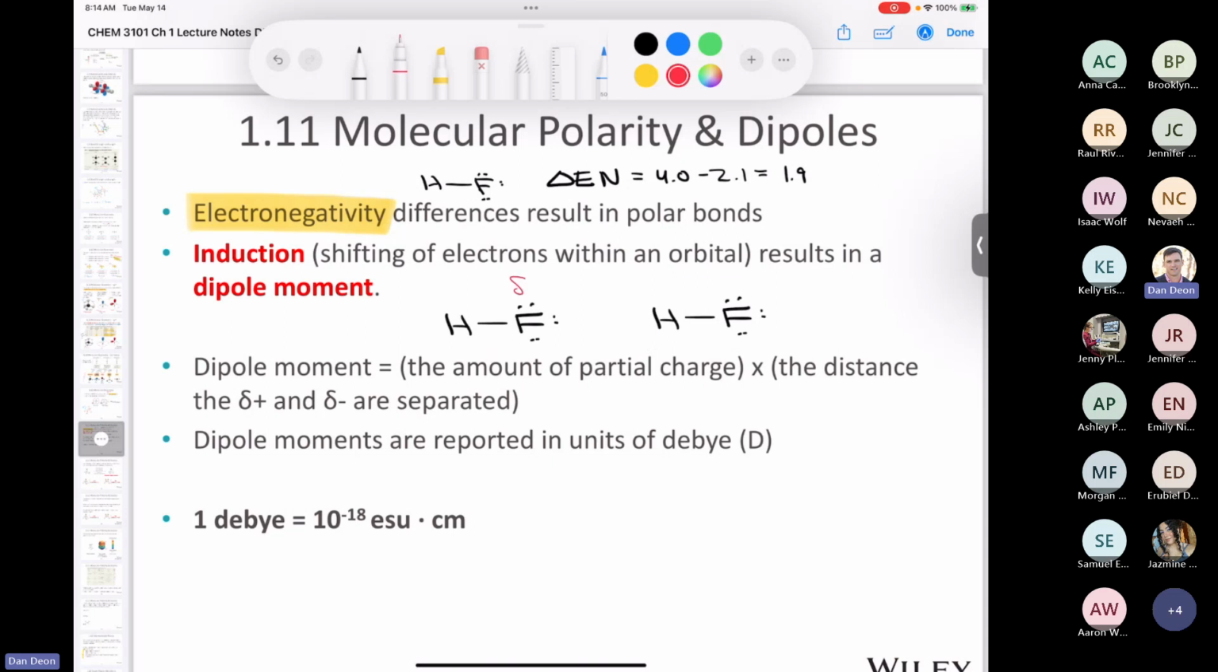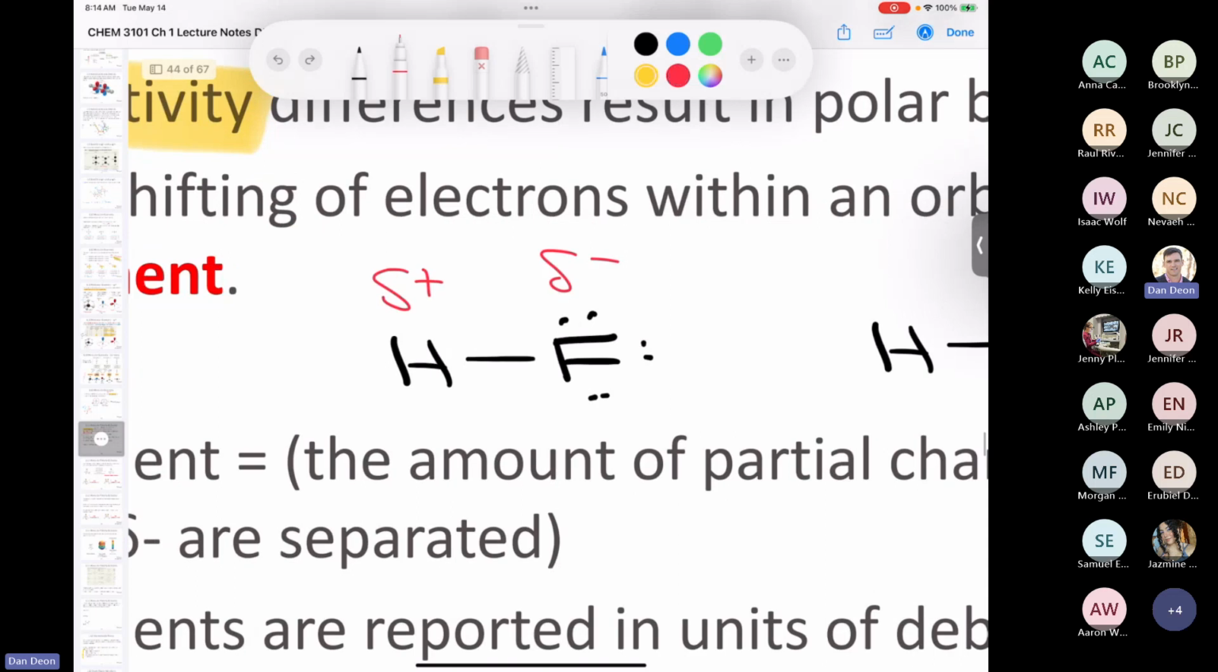One way is to use the delta symbol, right? Who could tell me what the delta symbol stands for? Could anybody remind me what the delta stands for? No, the small delta, sorry, the little one. Exactly. It stands for partial or partially, right? You're right. The big one stands for change or difference in, but the little one stands for partially. So what this is saying is that the fluorine is partially negative and the hydrogen is partially positive.